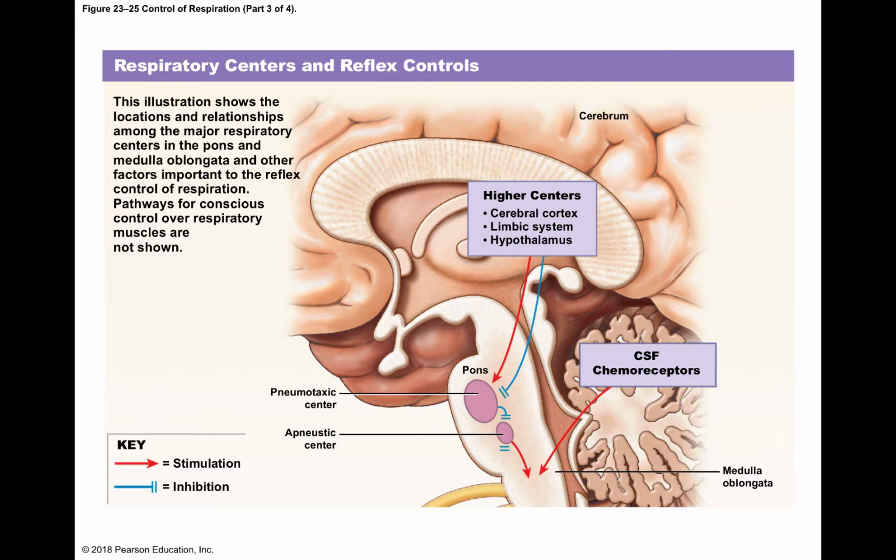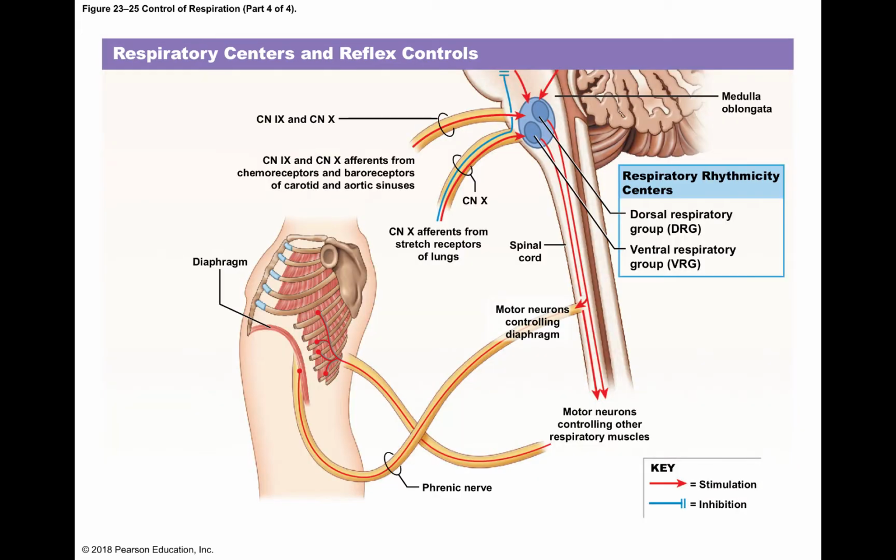We're not going to talk about the pneumotaxic or the apneustic. You just need to know that the pons has a respiratory center that can adjust the rhythm of your breathing. It can adjust what the dorsal respiratory group is doing, and it's getting information from the higher centers in the cerebrum: from your limbic system, like your emotions, from your hypothalamus, and from your cerebral cortex. Okay, so those are centrally located respiratory centers.